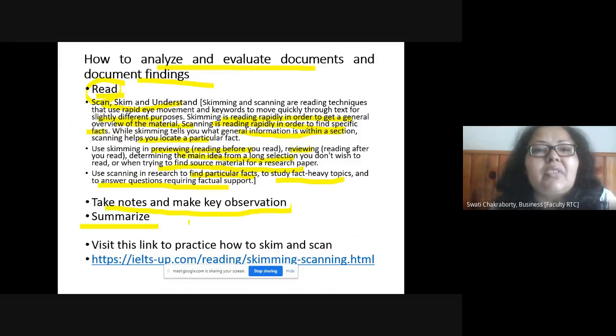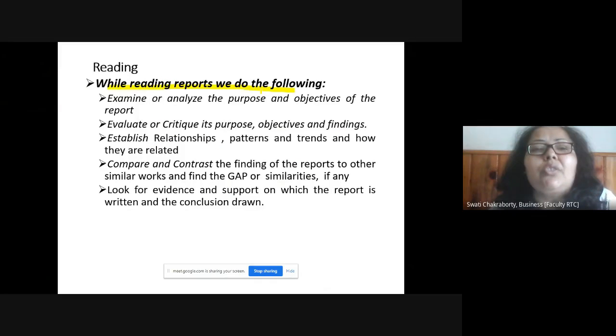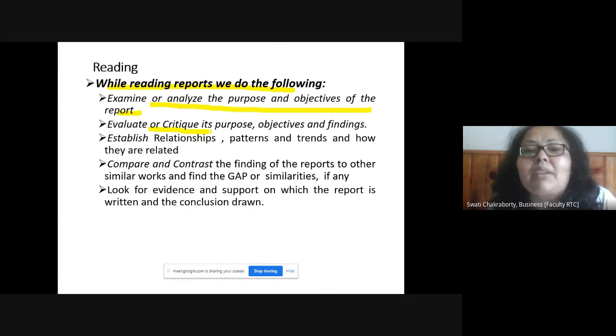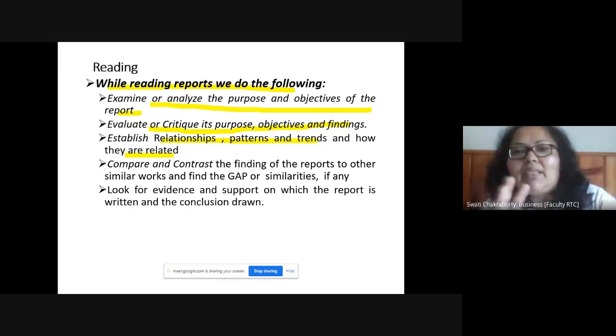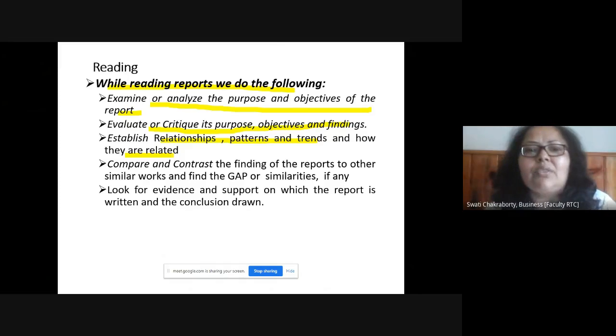Reading, that's the first one. So what happens when we are reading reports? We examine or analyze the purpose and objectives of the report. You first need to know what is the purpose of preparing that report, why was it prepared, what's the objective. You need to evaluate or critique the purpose, objectives, and findings. Critically evaluate it, look into it from all the different aspects, and from then you have to establish relationships, patterns, and trends, and how they are related. All these are the findings that you're getting, to develop relationships. How are they related? What is the general trend, the pattern, you need to find out there.